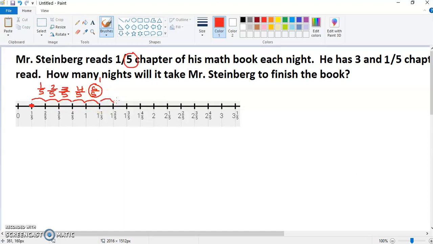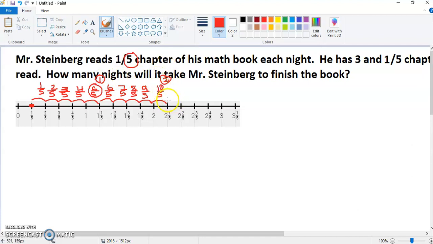There's 6 and 7 and 8 and 9 and 10. That's 10 nights. Okay, so I did 1, 2, 3, 4, 5, and then I did 6, and then a 7th fifth, and then an 8th fifth, a 9th fifth, and then a 10th fifth. Well, what do you notice about 10/5? Well, that's the same thing as 2, right? That's the same thing as 2 wholes. So this is 1 whole, that's 2 wholes.